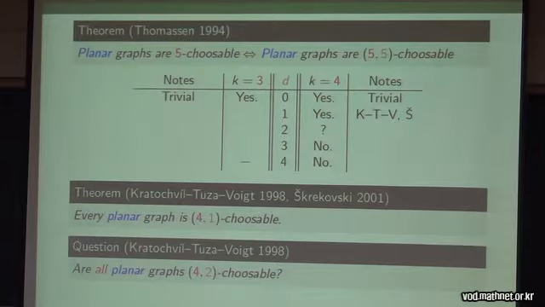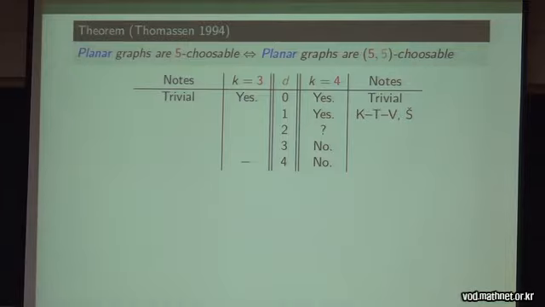So now we'll look at the first column. So the first column, this is also a no, right? Because there exist planar graphs that are not 3-choosable, of course, because they're not even 4-choosable.